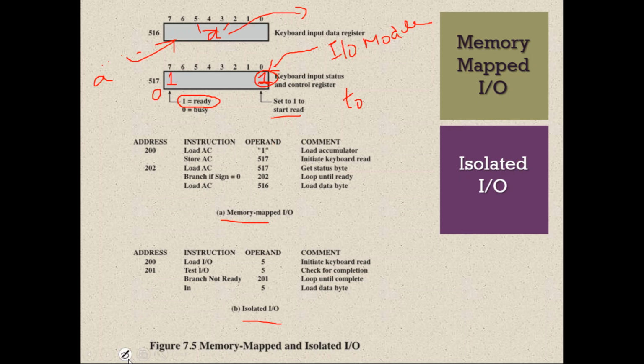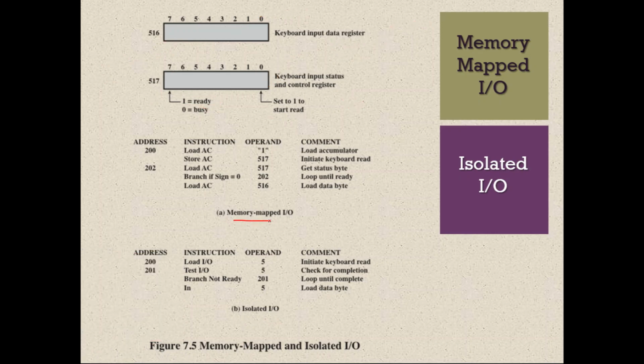Fine. So first let us see memory mapped IO. The first instruction you see is load accumulator with 1. It says to load the accumulator with the value 1. So let us assume 8 bits for simplicity. All the 7 bits will be 0 and the last bit should be 1. So this is the accumulator: it now contains 7 zeros and the last bit 1. Load accumulator with 1.